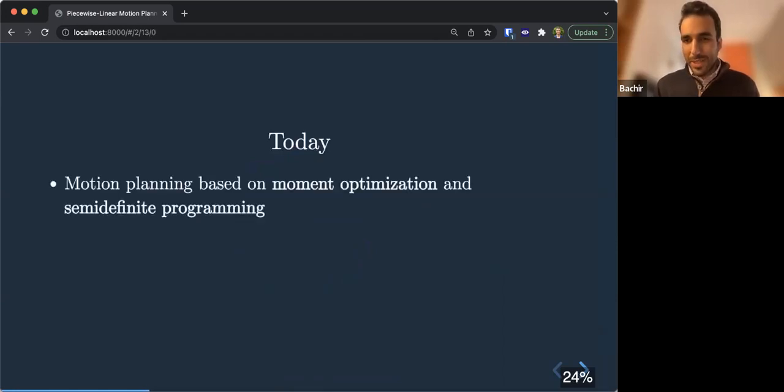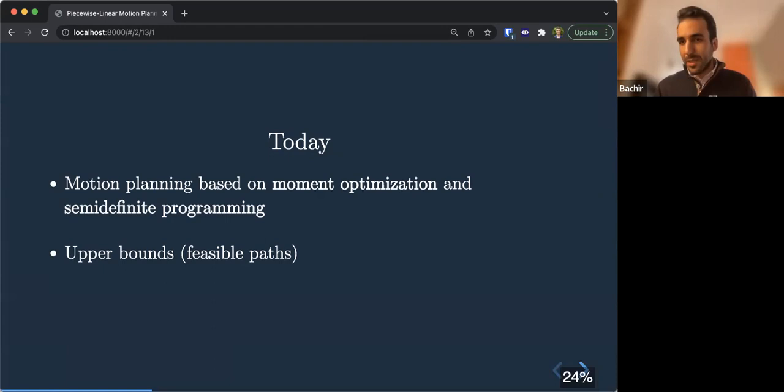So today, what are we going to do? Today we'll show you how to attack the motion planning problem based on techniques that come as a result of combining moment optimization and semi-definite programming. We will tell you in a slide what I mean by that. These methods will give us upper bounds, meaning they will provide some feasible paths for the motion planning problem, but also, and this is the most important thing, they will give us lower bounds. And that's really interesting. How can you find a lower bound to a problem like this one?